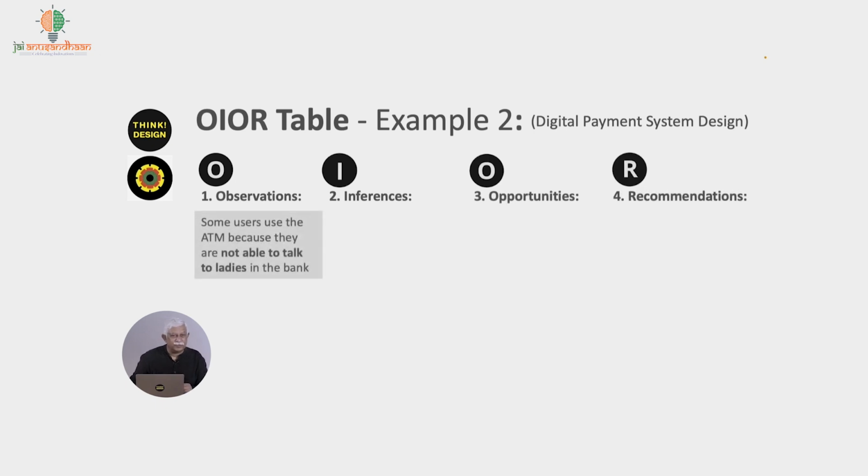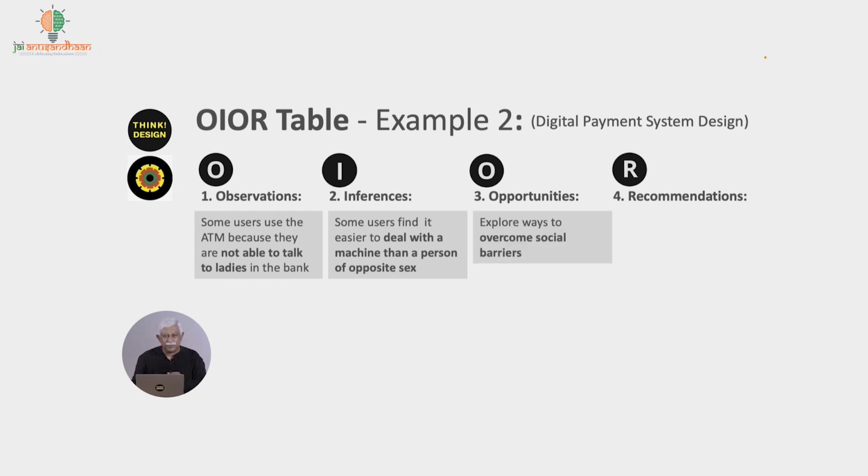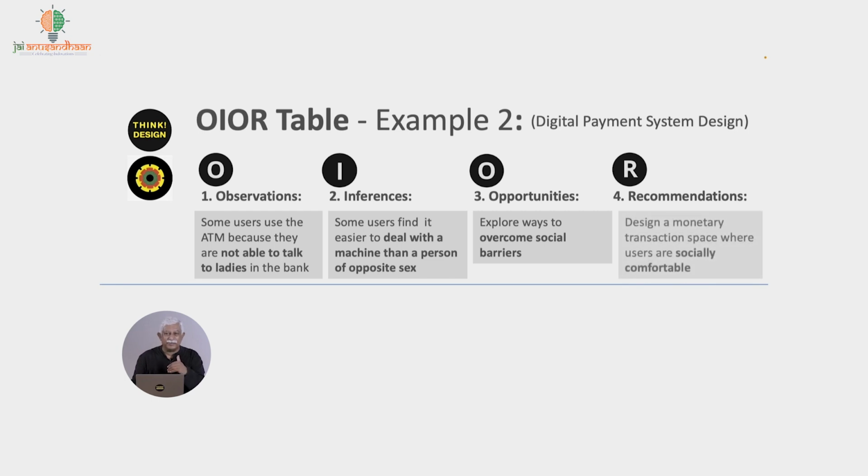So let's look at the first observation. Some users use ATM because they are not able to talk to ladies in the bank. Okay, so this is something, it's very cultural, right? And one has to be perceptive of this. Okay, some users find it easier to deal with a machine than a person of the opposite sex. That's the inference. Okay, what is the opportunity for design? Explore ways to overcome social barriers. Okay, so now you can put that as part of your design. Design a monetary transaction space where users are socially comfortable.